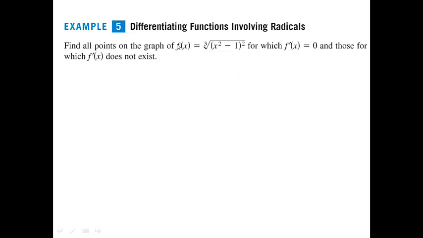Find all points on the graph of f of x for this function, the cube root of x squared minus 1 squared, for which the derivative is equal to 0, and for those which the derivative does not exist. Okay, so I'm just going to remind you that this right here is actually an exponent. Because you're looking at that, you may not be able to see the exponent. Okay, let me go back. Try and find the exponent on this. Okay, the exponent is that.